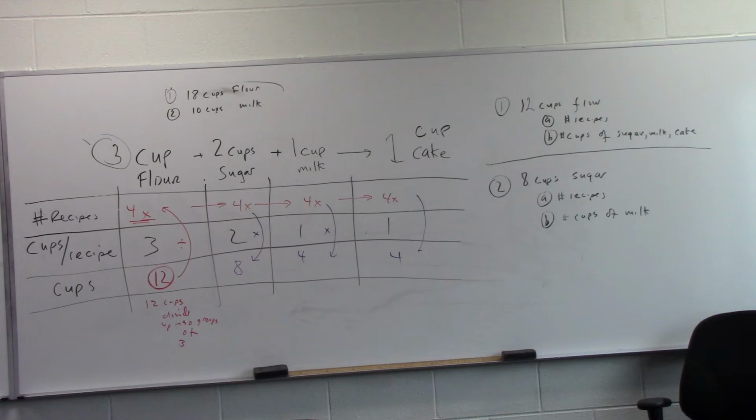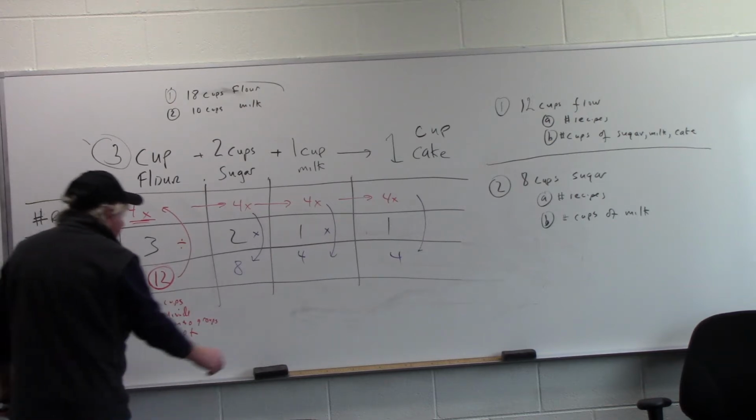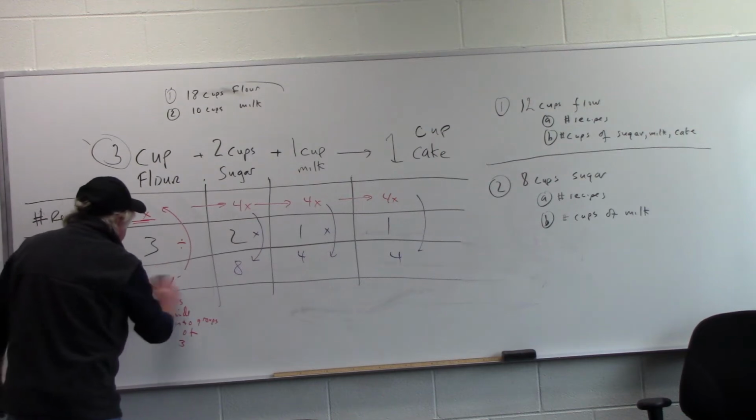So first of all, I divided the cups of flour into groups of 3 to figure out my recipes, and that says I can do the recipe 4 times. So how much everything else would I have and get?